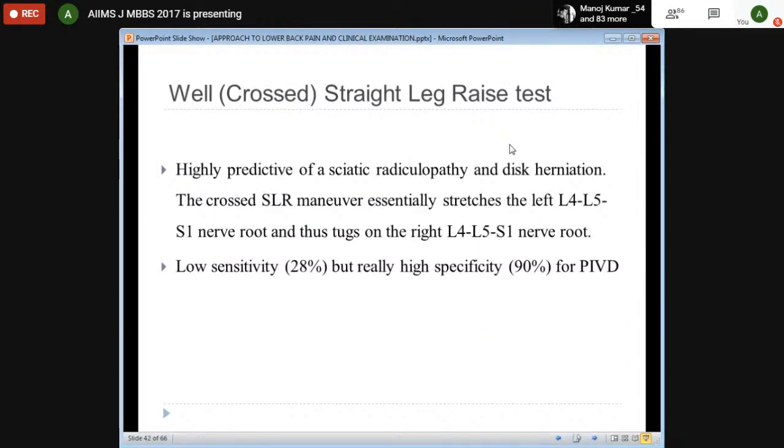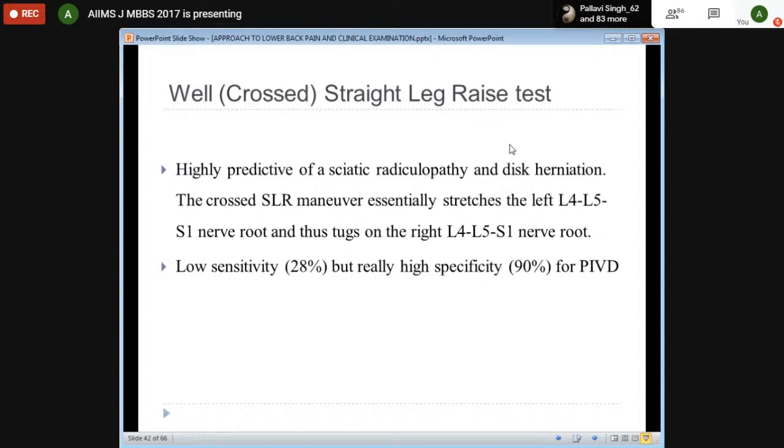Now, what is the well straight leg raising test? As I mentioned, the well straight leg raising test is nothing but the crossed straight leg raising test. Suppose the patient is complaining of right leg pain. When you're doing SLRT, you find the patient can lift the leg to somewhere around 45 degrees. You are not expecting anything on the left side. But once you do SLRT on the left side, the patient will start complaining of pain on the right side. There's a crossing here.